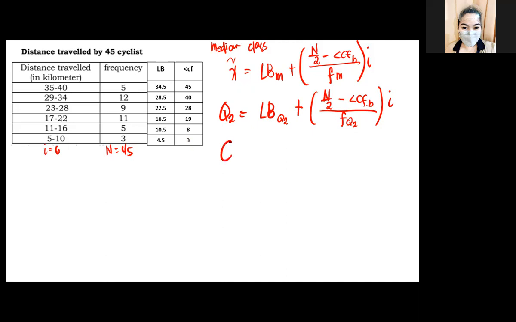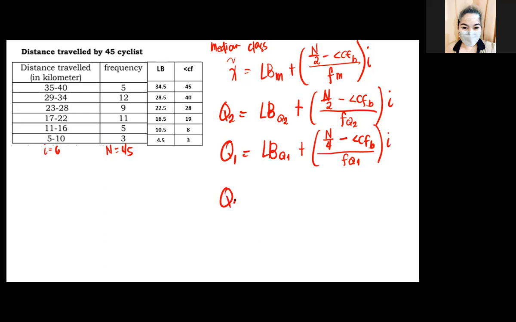Paano pag q sub 1 lang? So that is the lower boundary of the q sub 1 class plus yung kanina, kung imbes na n divided by 2, magiging n divided by 4 na siya kasi 1/4 of your data minus the cumulative frequency below divided by the frequency of the first quartile. Okay.